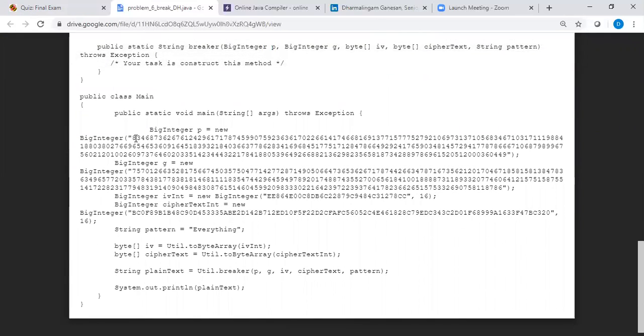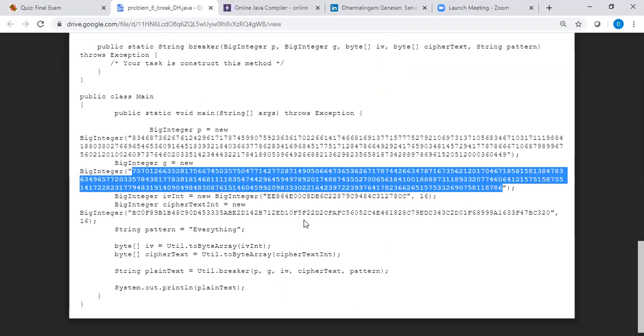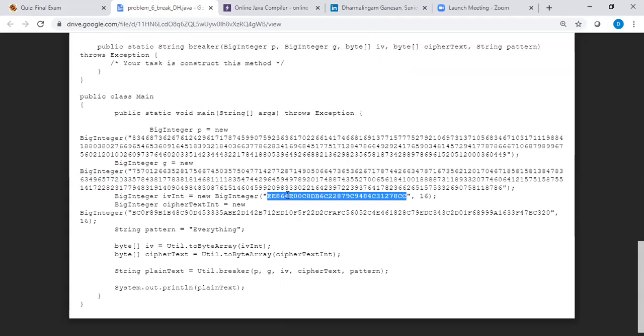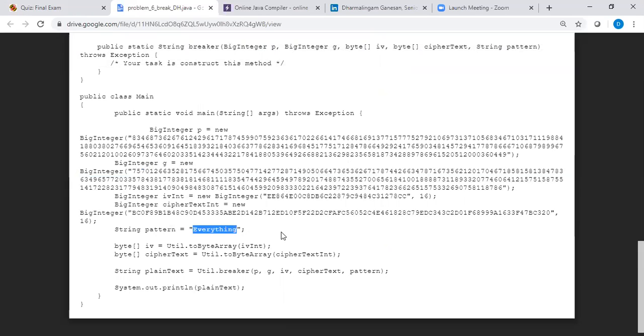The main method has the prime P, which Eve constructed and convinced both Alice and Bob to use, and the G value. It is the IV both Alice and Bob agreed to use for that particular session, for that particular message rather. They are not going to repeat using the same key and IV. There will be a different vulnerability. And there is a ciphertext that we need to break. And here is the pattern we should be looking for when we successfully break it. All right, so everything is packaged for us.